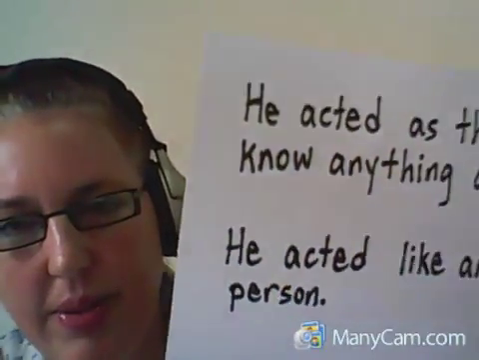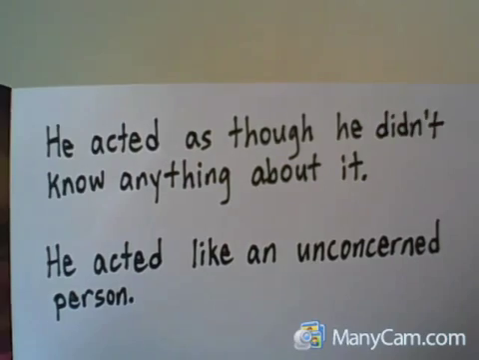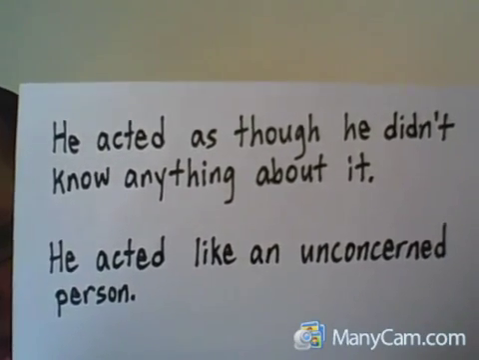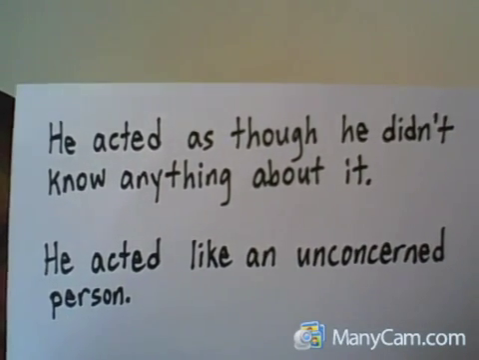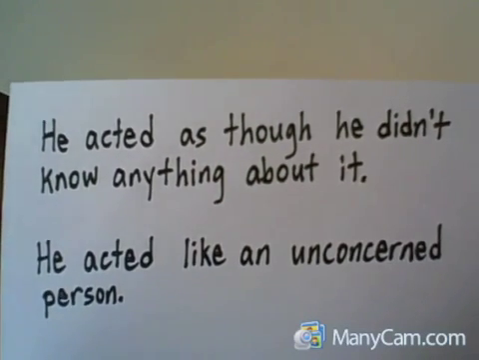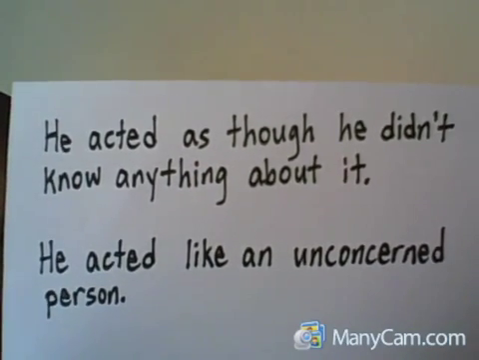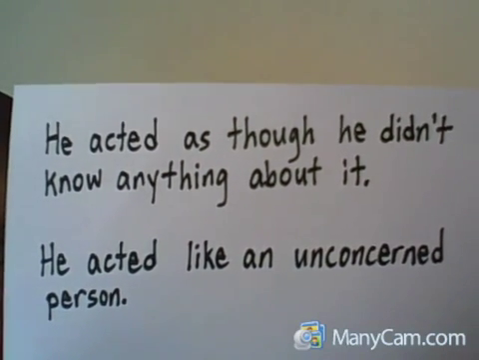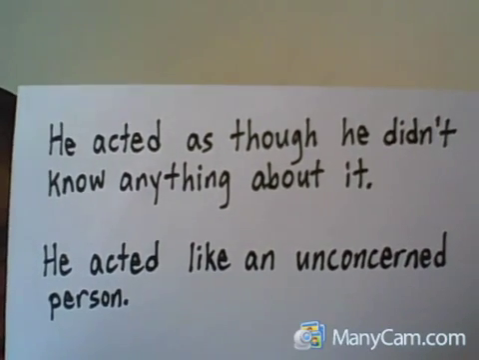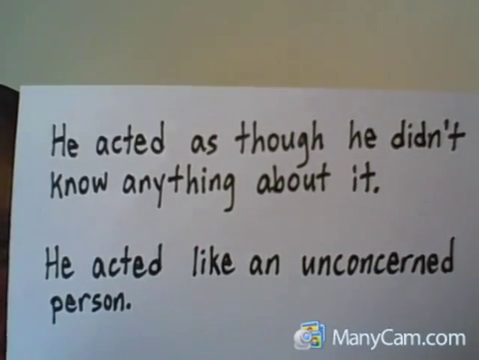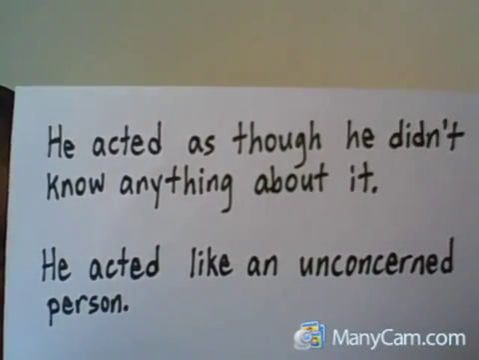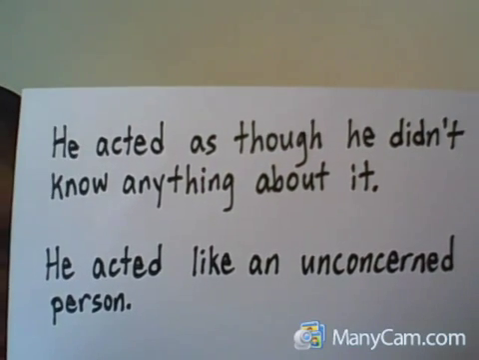Here are two sentences. He acted as though he didn't know anything about it. Notice in the first sentence, the words that follow "as though," he didn't know anything about it. That's a full sentence. Well, if it were by itself, it could stand alone as a full sentence. He didn't know anything about it. So there you have a sentence or a clause, and it does contain a verb, "didn't know."